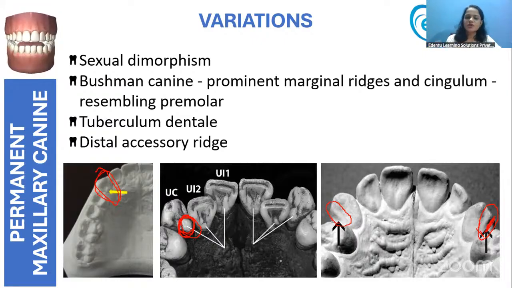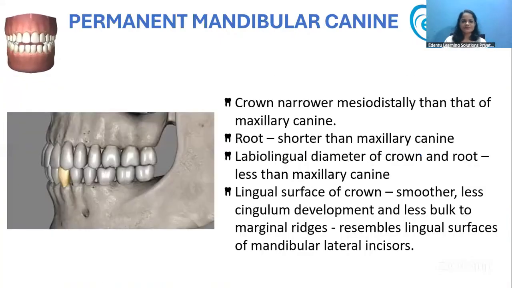Okay, so these are some of the major variations that you can see for permanent maxillary canines. Variations is not a topic that every student writes, but if you write it, there are chances that the examiner will get more impressed and will give you good marks. So that's all about the maxillary canine.